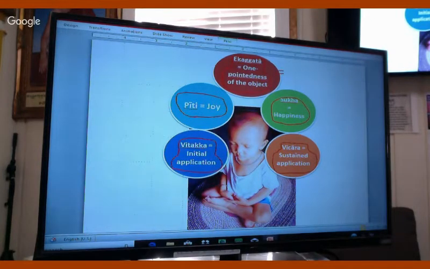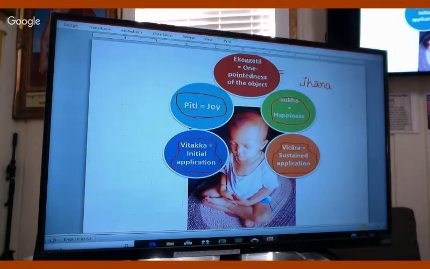So these 5 kinds of jhana factors, we call these the jhana factors. J-H-A-N-A, jhana. So when you practice samatha meditation, these 5 jhana factors are very strong, very powerful in your mind, and they are working. So at that time, you attain the jhana power.